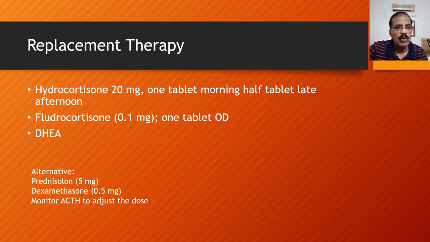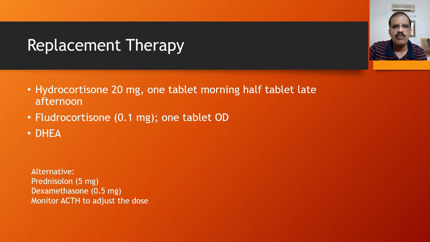Alternatives are prednisolone. Prednisolone is available in our country. Prednisolone 5 milligram tablet, one in the morning, half in the afternoon, or dexamethasone is also available, 0.5 milligram tablet, one in the morning, half in the evening. So whatever medicine you use, hydrocortisone or prednisolone or dexamethasone, tablet is equivalent to tablet. So one tablet of whichever is available in the morning and half of that in the late afternoon to reproduce the physiological pattern. And we cannot monitor cortisol.